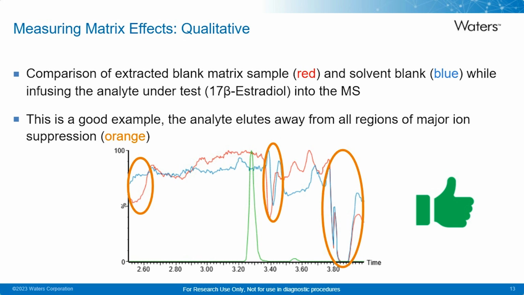And you can see that the circled sections with the orange circles are our suppression areas, and all of these are separated out from our peak, and so we deem this to be acceptable to move on to the next stages of our method development.